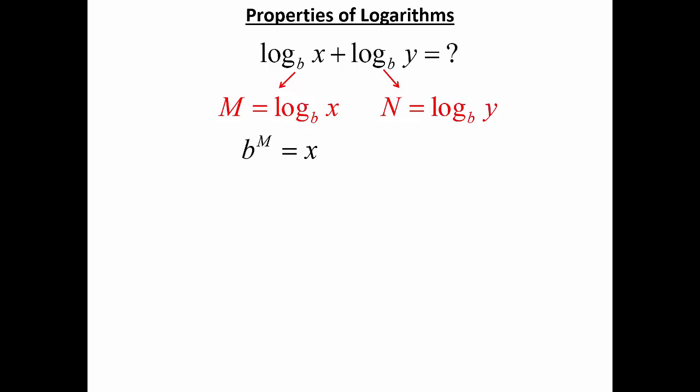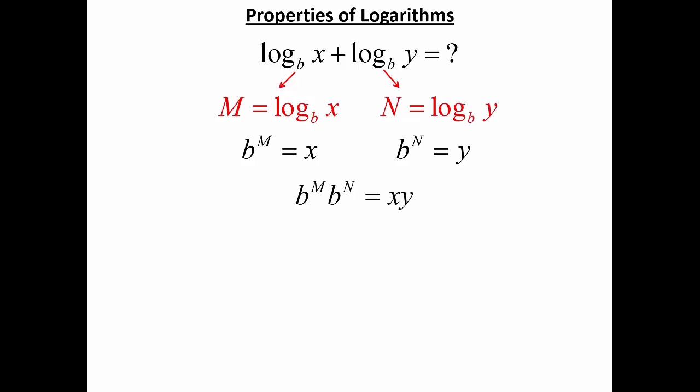Now, if m is the log base b of x, what I'm actually saying is b to the m power equals x. Over here, b to the n power equals y, rewriting the logarithm in an exponential form. Now, if I multiply these expressions together, b to the m times b to the n, then I would also be multiplying x by y.